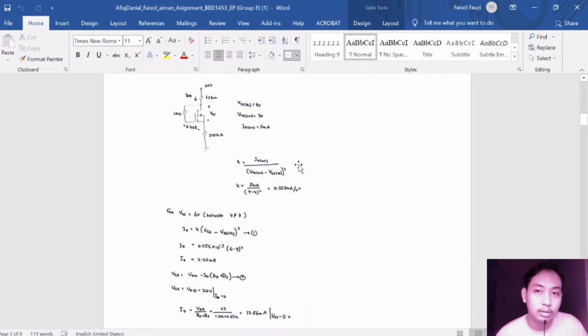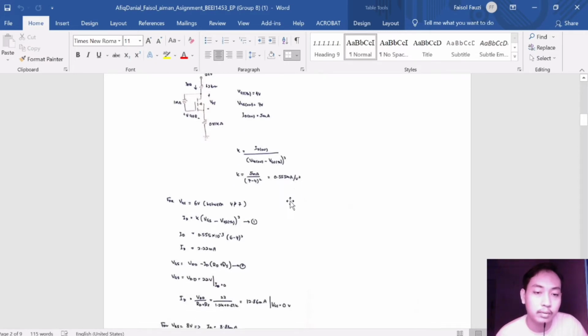Firstly, you must find the K. This is the basic equation for E-MOSFET. So K equals ID on over VGS on minus VGS TH, to the power of 2. All these values are given in the question. So K equals 0.55 milliampere.